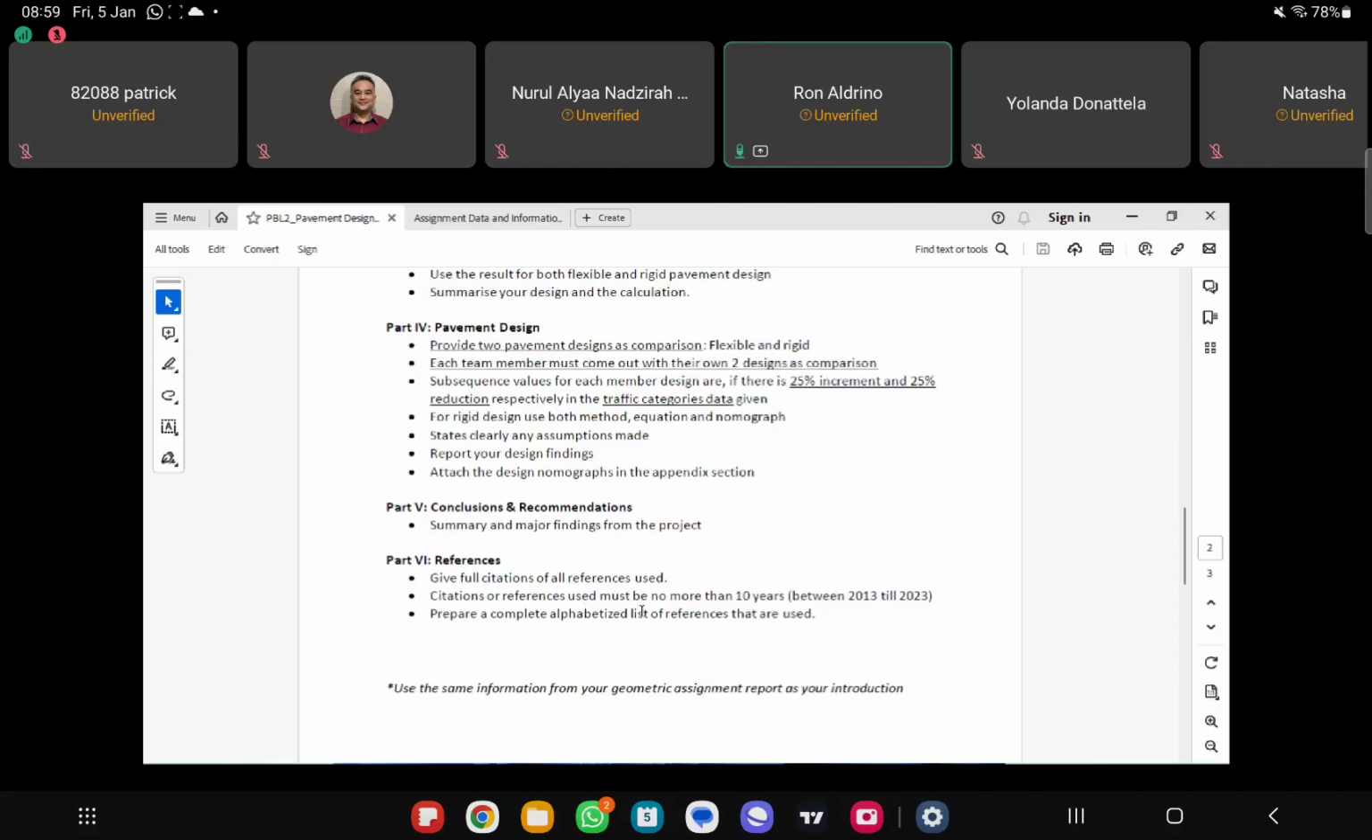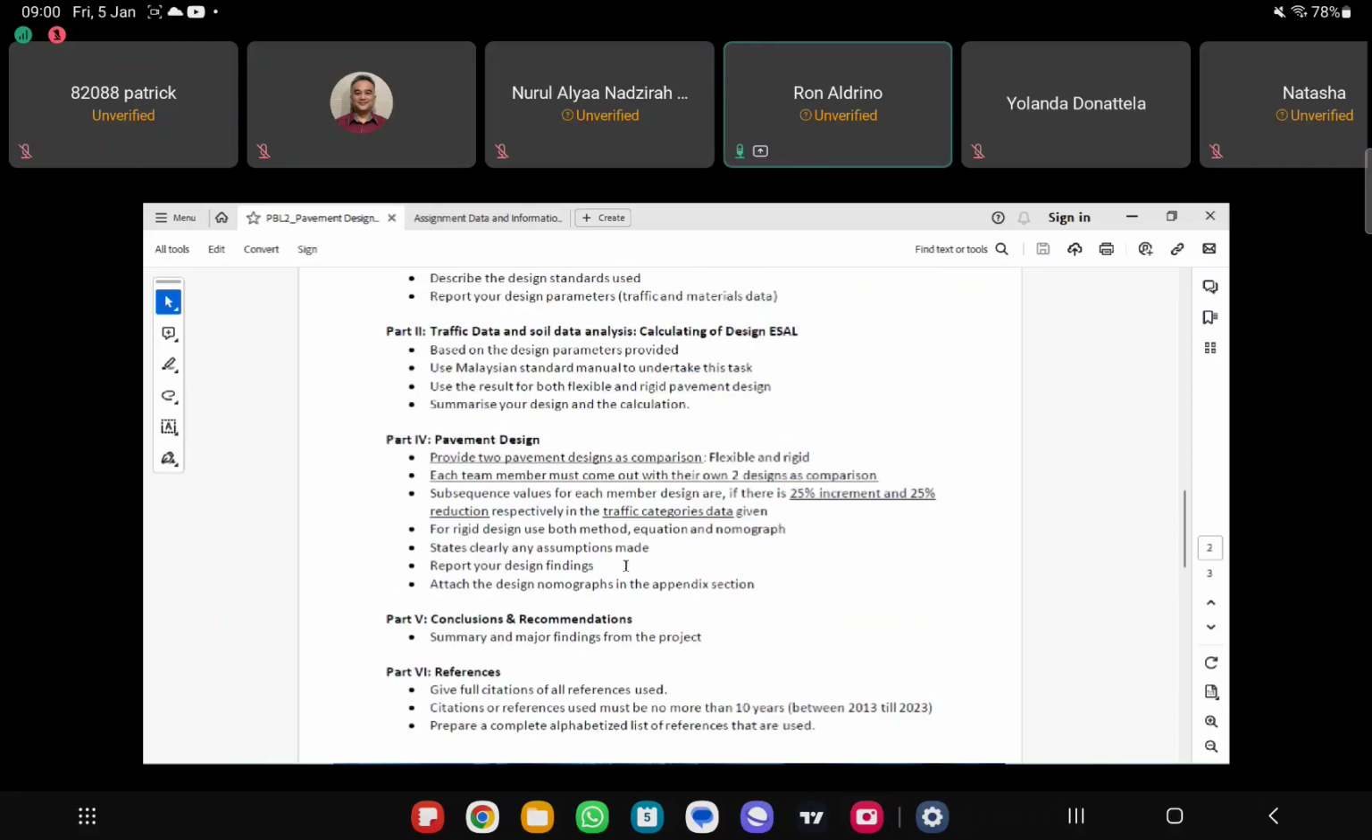And try not to use too much website, because I know some of you may cite from websites. It's fine to cite from a reputable website. I know most of your seniors will cite from Pavement Interactive. Pavement Interactive is one of the reputable sites which you can read through, and you can also use some of the information there for your calculation or for your discussion. But nevertheless, you must also search for other references.